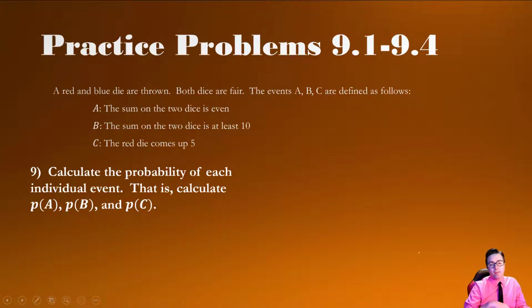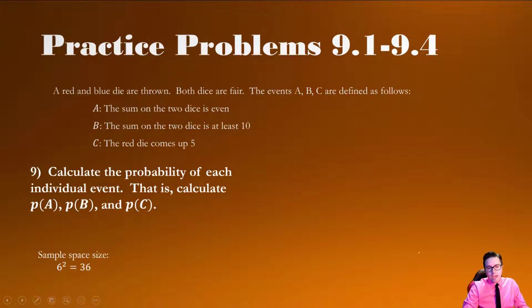For number 9, we're finding the probability of A, B, and C. Let's look at A first. Or sorry, let's look at the sample space first. So for the sample space, we're rolling two dice, right? The first one could be 6 values, and the second one could have 6 different values. So if we think about all the different ways those two could roll, there ends up being 36 because it's 6 times 6, okay?